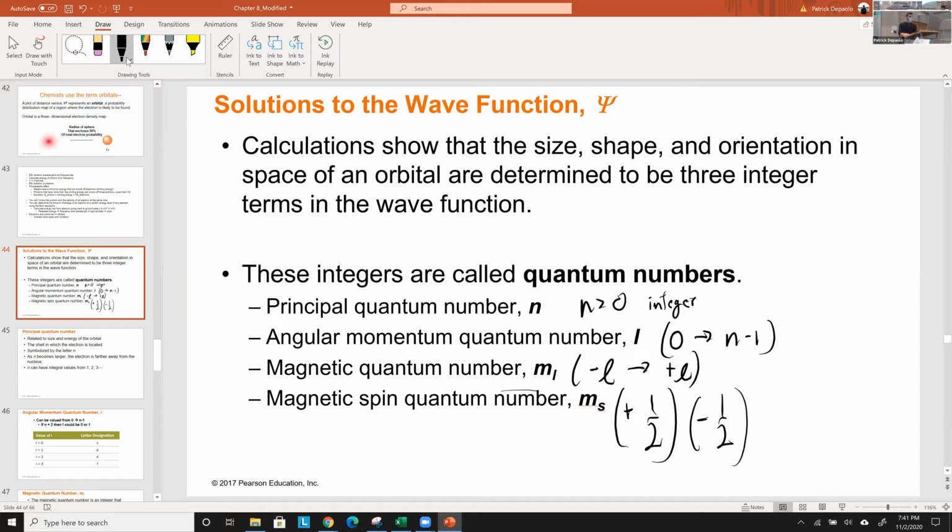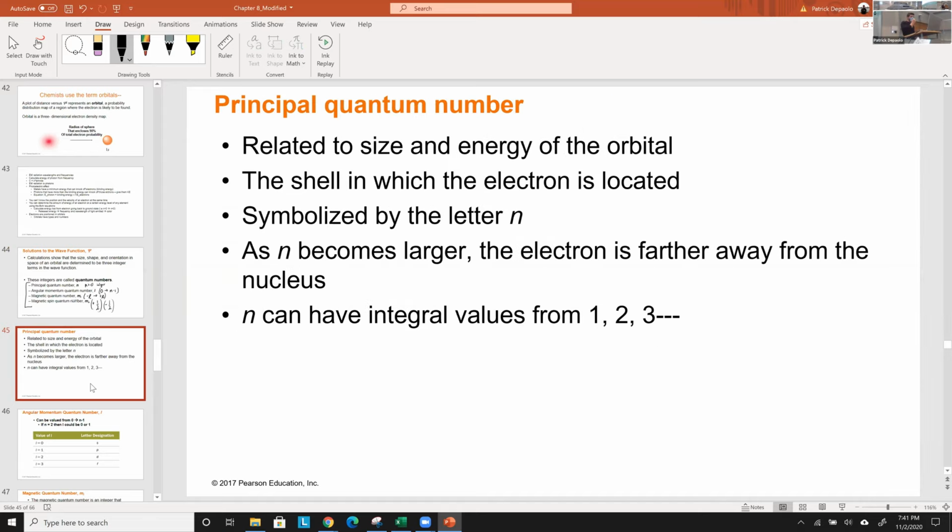All right, so these are the 4 quantum numbers, and let's learn more about them. First one is n. So n is relative to the size and energy of the orbital, meaning the larger the size of the atom, the larger the orbital itself, the larger n it's going to be in, most likely. So it's symbolized by n, and it could have integer values, 1, 2, 3, etc.